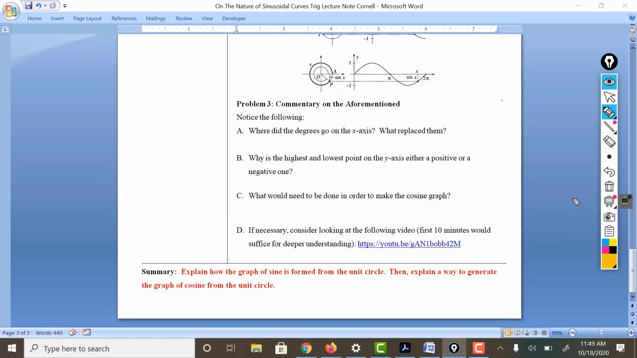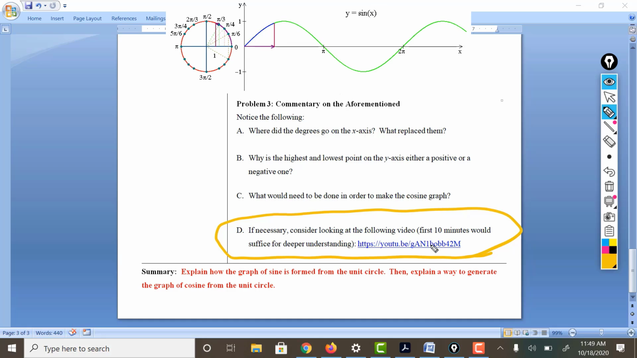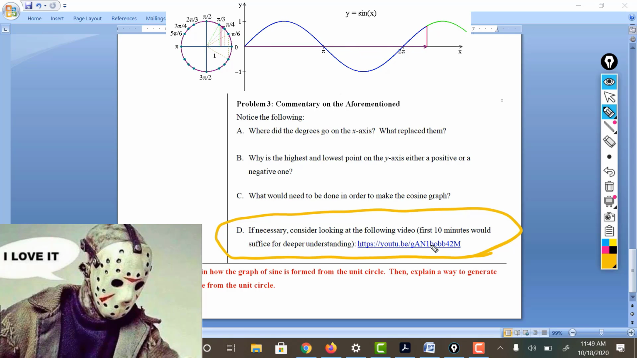If needed, this is not part of a lecture. I'll let you decide if you need this or not. But feel free to look at this. Very informative. So if you're still not quite sure where sine and cosine graphs come from, just look at this video. I didn't put it together, but it was pretty good. It's about 17 minutes long. The first 10 minutes are sufficient. You can put it on faster speed. It will be good for you. Not bad. If you want more understanding, check it out.